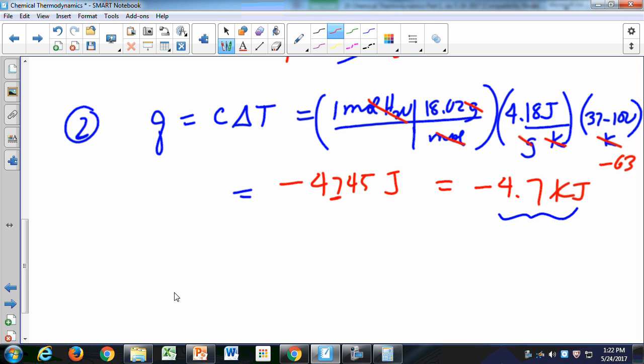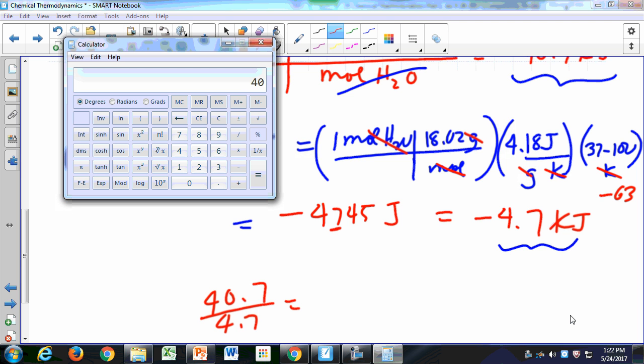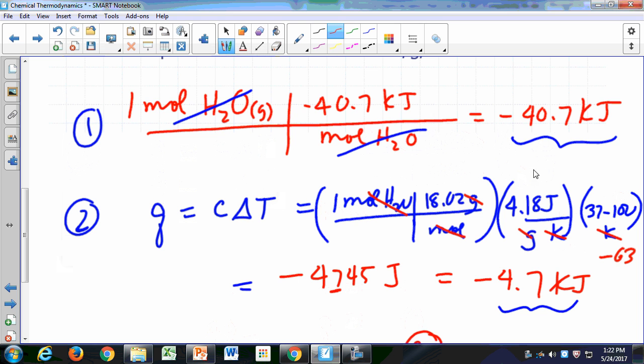If you look at these numbers, compare 40.7 to 4.7. That's about 8.7, so it's almost 9 times. The condensation of steam to boiling water generates 9 times as much energy as the water just cooling down from boiling to body temperature. That is why if you want to sterilize something, for example, it's better to expose it to steam than just to dip it in boiling water. Okay?